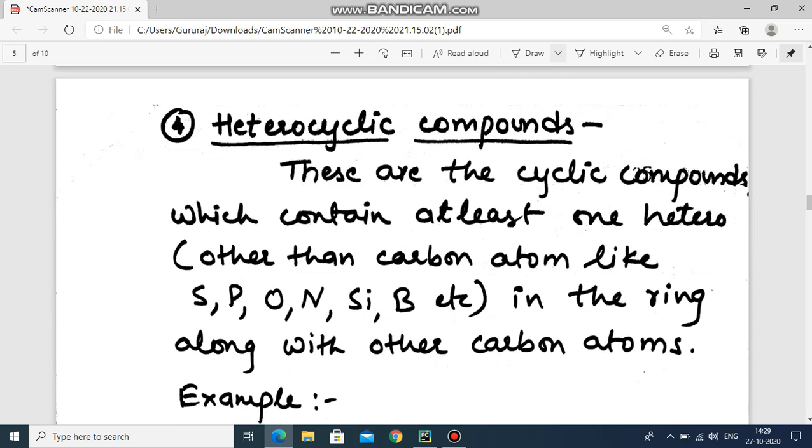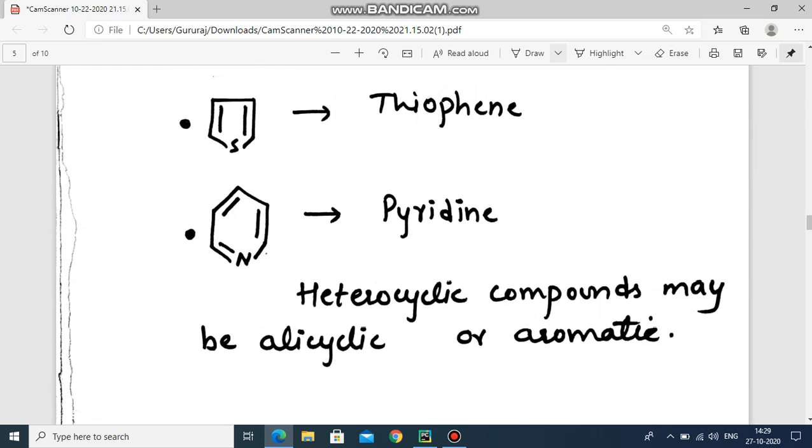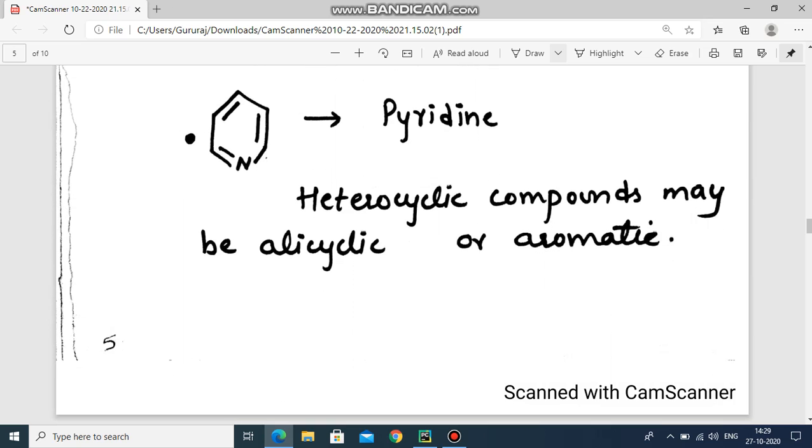Let us see what are heterocyclic compounds. Heterocyclic compounds are the cyclic compounds which contain at least one hetero atom, that is other than carbon, like sulfur, phosphorus, oxygen, nitrogen, silicon, boron etc. in the ring along with the carbon atoms. Example: there is a pentagon with an oxygen in the ring, which is called tetrahydrofuran. Then there is another compound called furan, then thiophene, pyridine. All these are examples of heterocyclic compounds. Heterocyclic compounds may be alicyclic or aromatic.